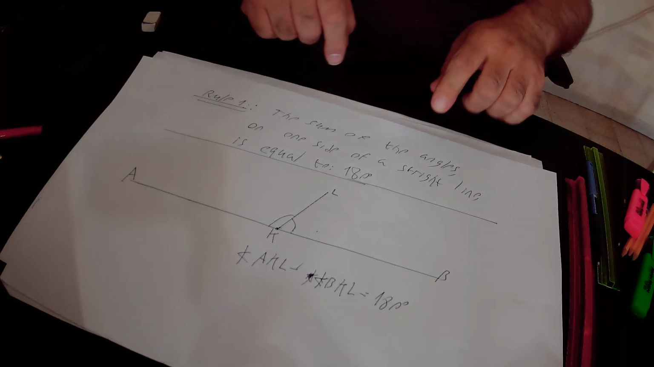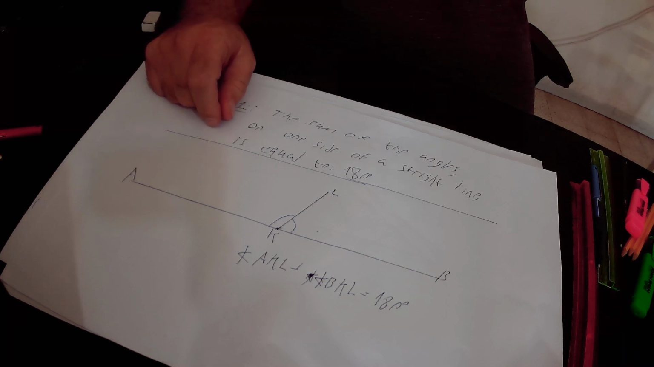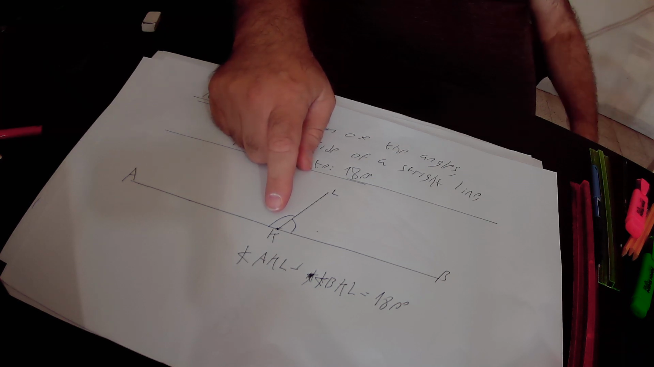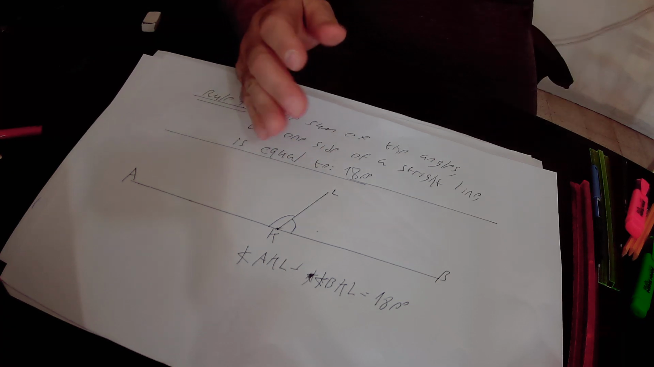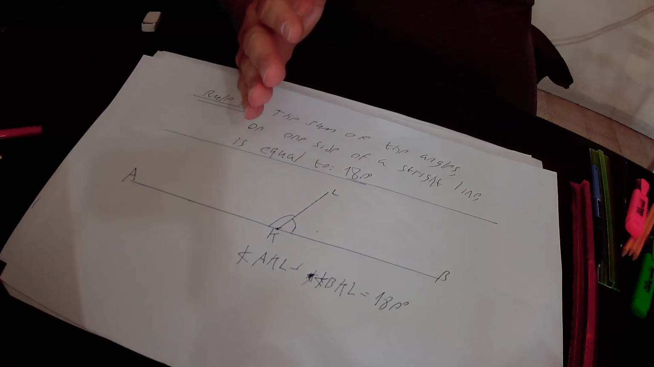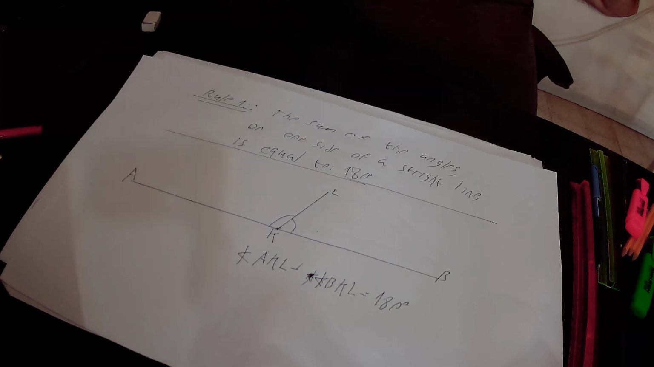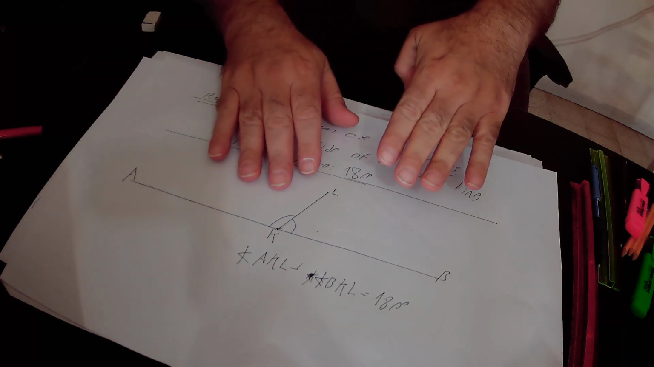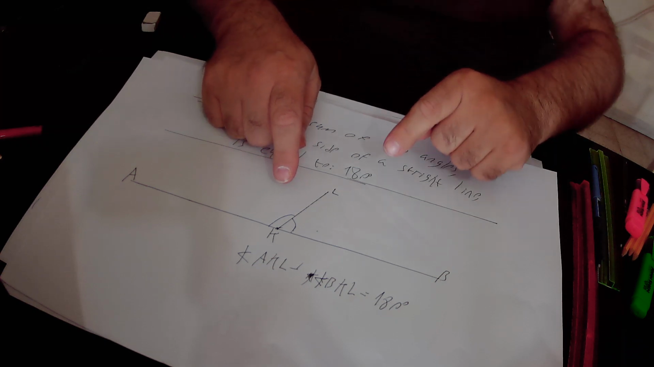Here we have the straight line AB, and we choose any point between points A and B. We choose point K, and we have here side KL. According to rule number 1, the sum of the angles on one side of a straight line is equal to 180 degrees. So we'll focus on the upper side of the straight line AB at point K. Here the sum of the angles must be equal to 180 degrees.